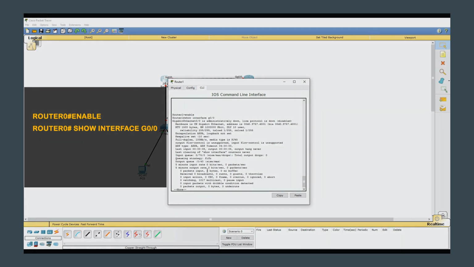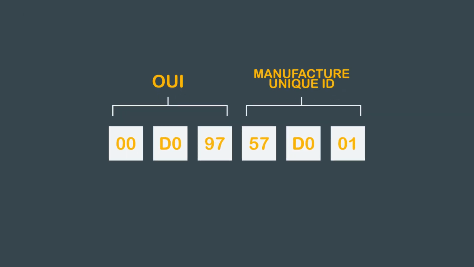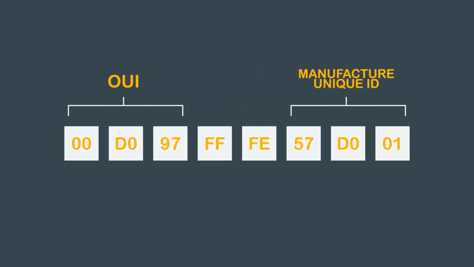As you can see, our BIA for the GigabitEthernet 0/0 interface for router 1 is 00D0.975D.001. To exit from the show interface prompt, press any letter key on your keyboard. Now, let's split our BIA into two equal parts, the OUI and the manufacturer unique ID. Next, insert FFFE in between the two halves. Next, write the next two hex digits as binary, then invert the 7th bit.